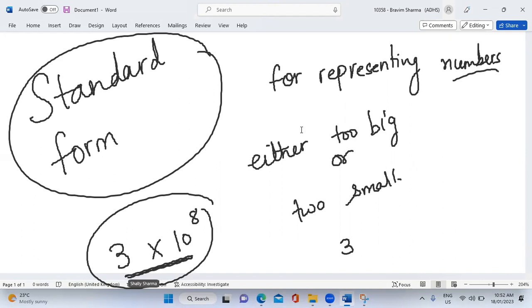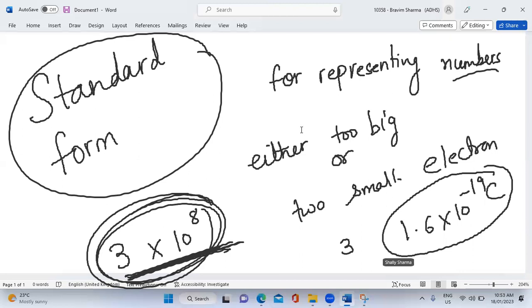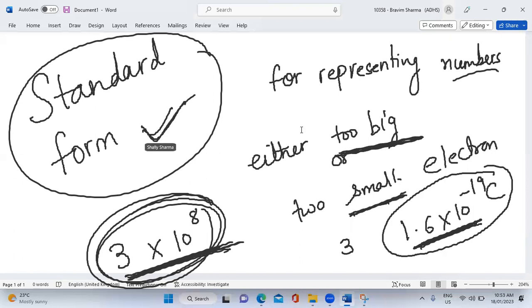So remember, this is a standard form. This number is quite a big number. That is why we have represented it in this form. There are charged particles, electrons, protons, and the charge on an electron is something like 1.6 times 10 to the power -19 coulombs. This is a very small value, and I will tell you how it is a small value. So this is also represented in standard form. So always remember, whenever you have numbers which are either too big or too small, the best way to represent them is standard form.